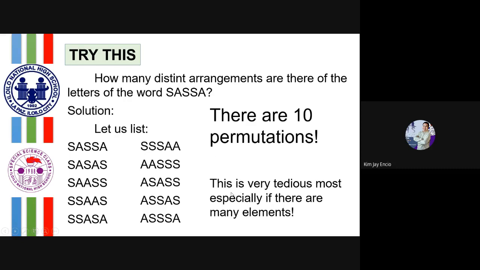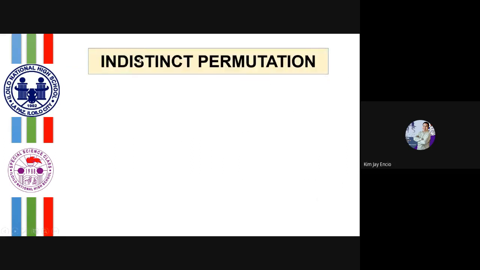Let me remind you that this is actually very tedious, most especially if there are many elements. You could verify that I have listed everything, there's no repetition, and there are only 10 of them. However, if there are so many elements that you need to arrange and some of them are repeating, then that becomes very tedious. So we need to discuss a method wherein we could determine the number of ways without the need to list everything. Let me acquaint you with indistinct permutation.